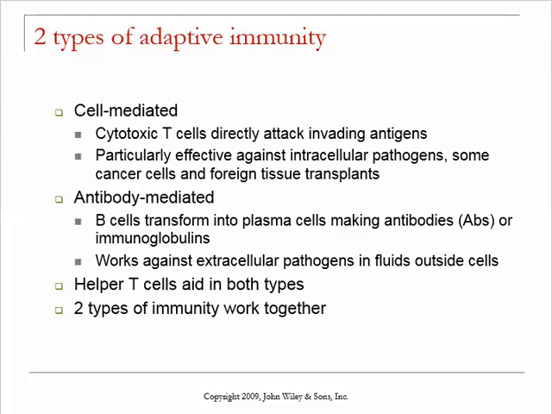The antibody-mediated immunity is about the B cells becoming plasma cells, which are basically B cells with more endoplasmic reticulum, so they can make more proteins, and they make antibodies, which are globular proteins involved in the immune system, which is why they're called immunoglobulins. The antibodies don't work inside cells, they only work in the extracellular fluid, in the interstitial fluid. Both these types of specific immunity work together. There are very few things that will be one or the other.